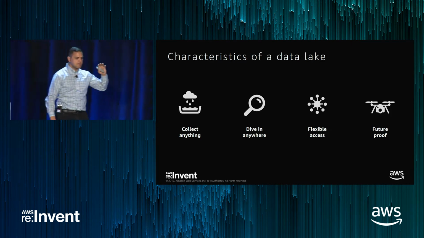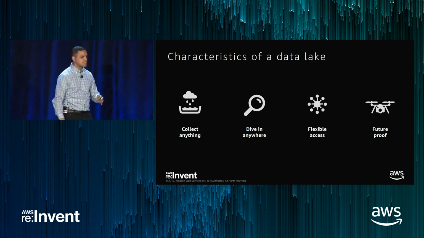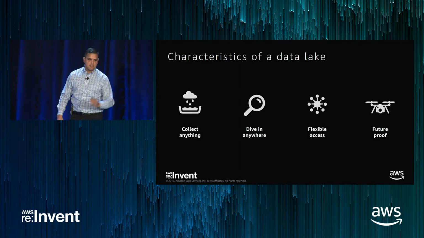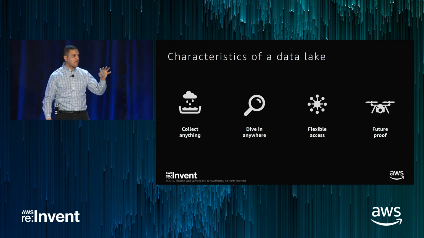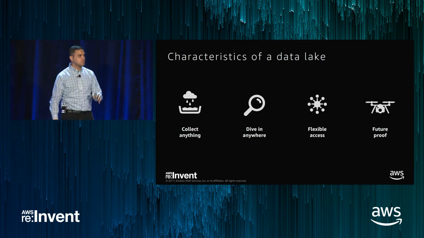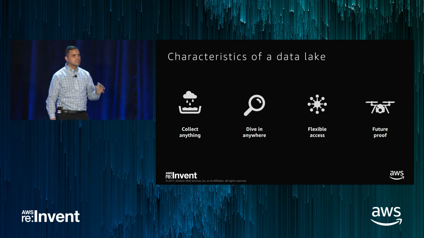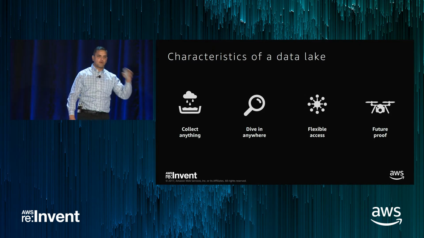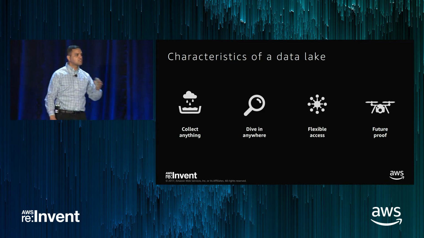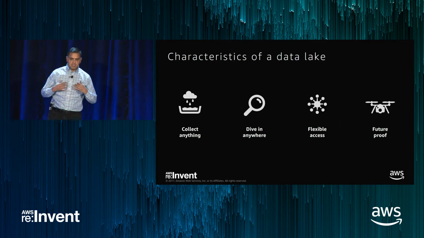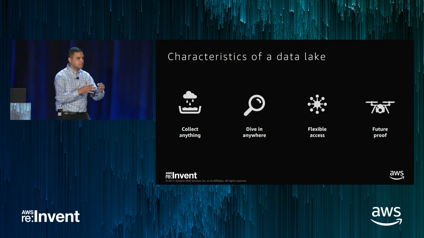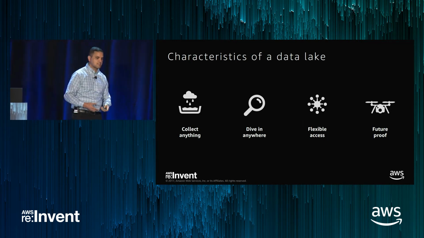So what that means is that you can collect anything, regardless of the structure of the data. You can dive in anywhere in that collection. You can have flexible access in terms of how to gain control over it, how do you want to use it, and it's also future-proof, meaning that as new technologies are being produced, they can work with data that was produced 12, 10, 50 years ago and still be able to do something valuable with it. So what we're going to be talking about today is a little bit about how we can build out an architecture that can exercise all of these characteristics.